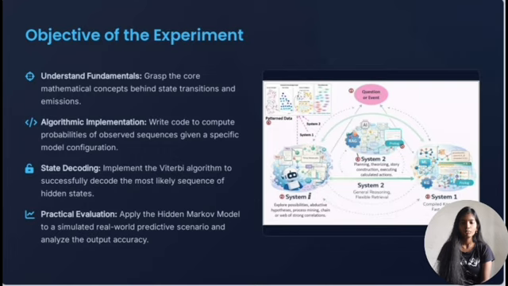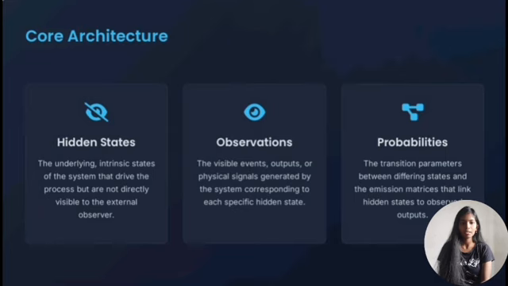To build this model, we use Python. At its core, implementing an HMM requires us to define three distinct matrices, often referred to as the model parameters. First is the initial state distribution. This is the mathematical probability of a system starting in a particular hidden state on day one. Second, we have the transition matrix. This matrix tells us the probability of moving from one hidden state to another. For instance, what is the probability that a sunny day is followed by a rainy day?